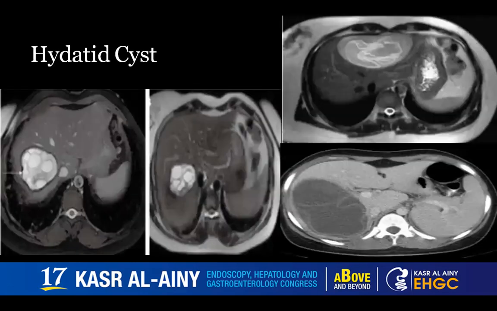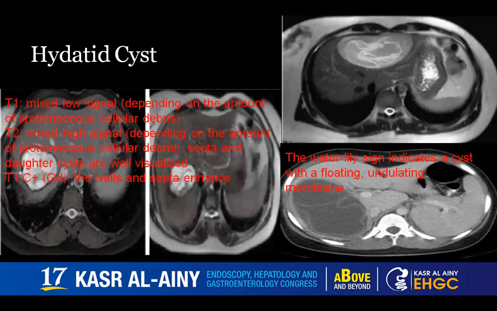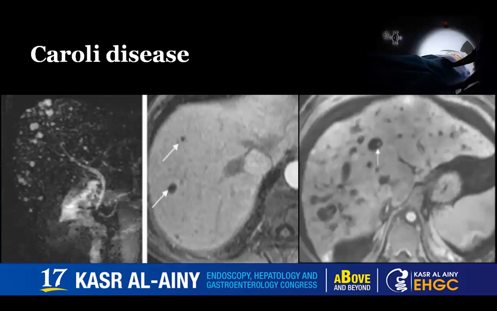Hydatid cyst appears like the previous cyst, but it shows daughter cysts inside, and also shows a floating membrane inside, giving the water lily sign. The wall and septum may enhance in post-contrast study. Caroli disease shows multiple variable size cysts communicating with the biliary system. In post-contrast study, it may show the central dot sign.